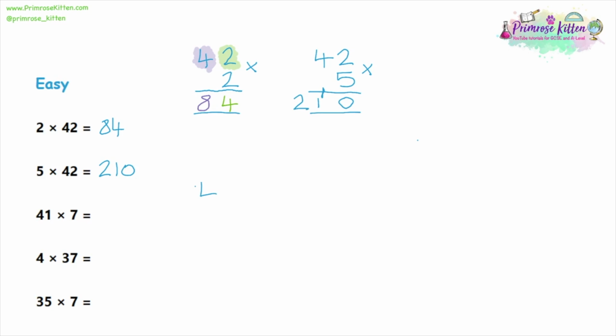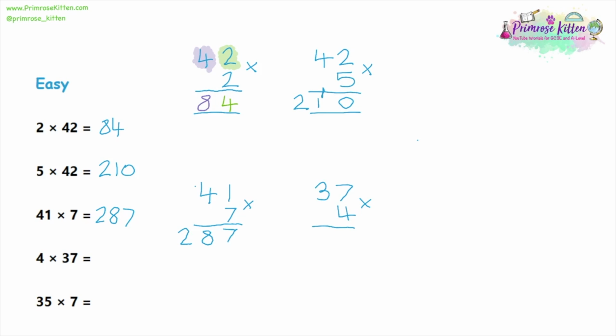Question 3, we have 41 times 7. So start with the units first. 1 times 7 is 7. Write the answer in the units column. Then moving on to the tens column, 4 times 7 is 28. And we'll write this in the tens column and carry the 2 over into the hundreds column. That gives us a final answer of 287.